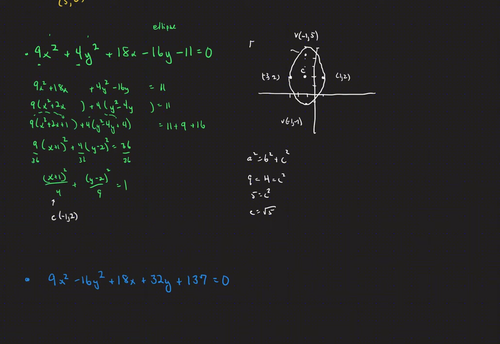That is going to be one focus, and that will be at negative 1, comma 2 plus the square root of 5. And then we'll go 1, 2, and a little bit, and that focus is going to be at negative 1, 2 minus the square root of 5. And there's our ellipse.